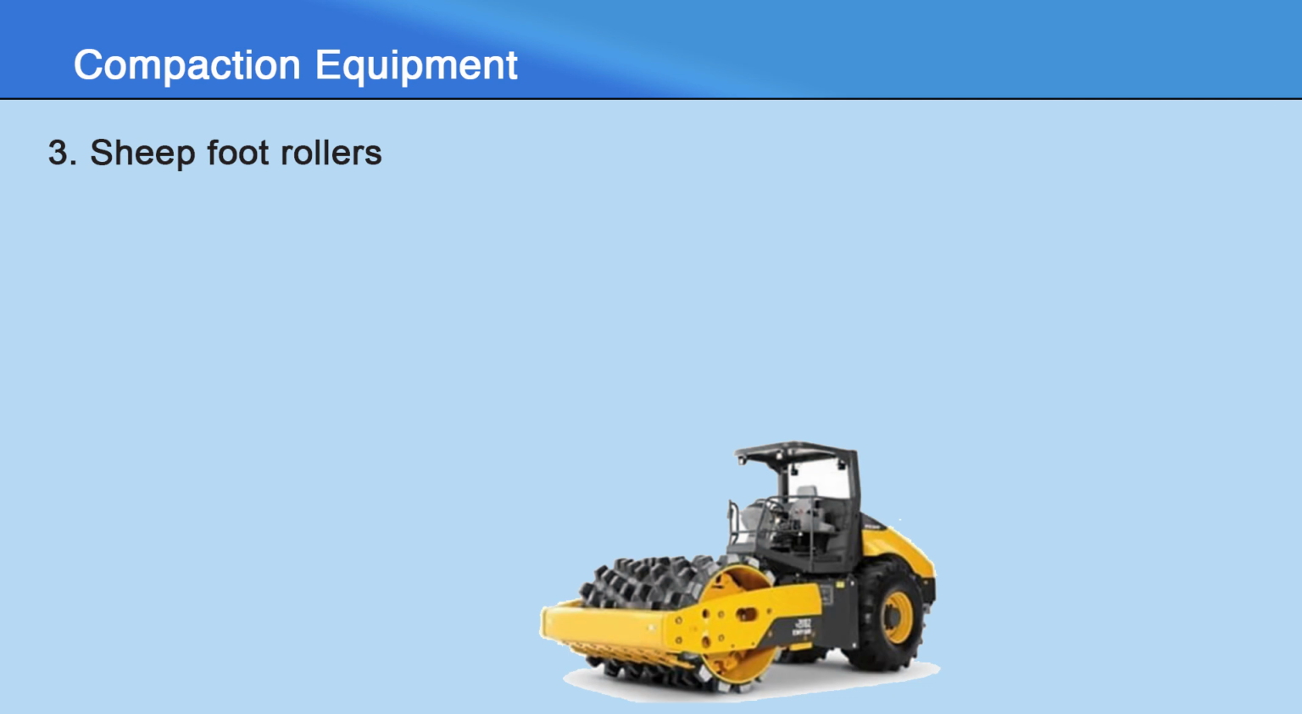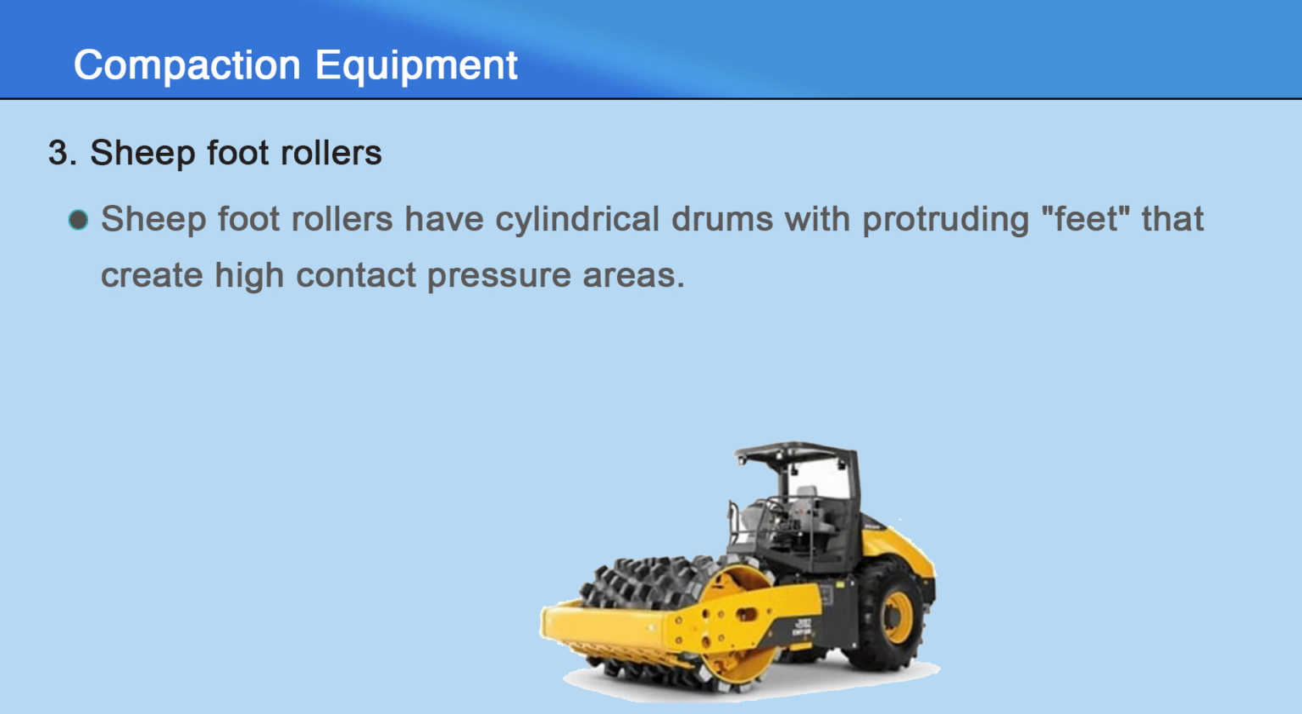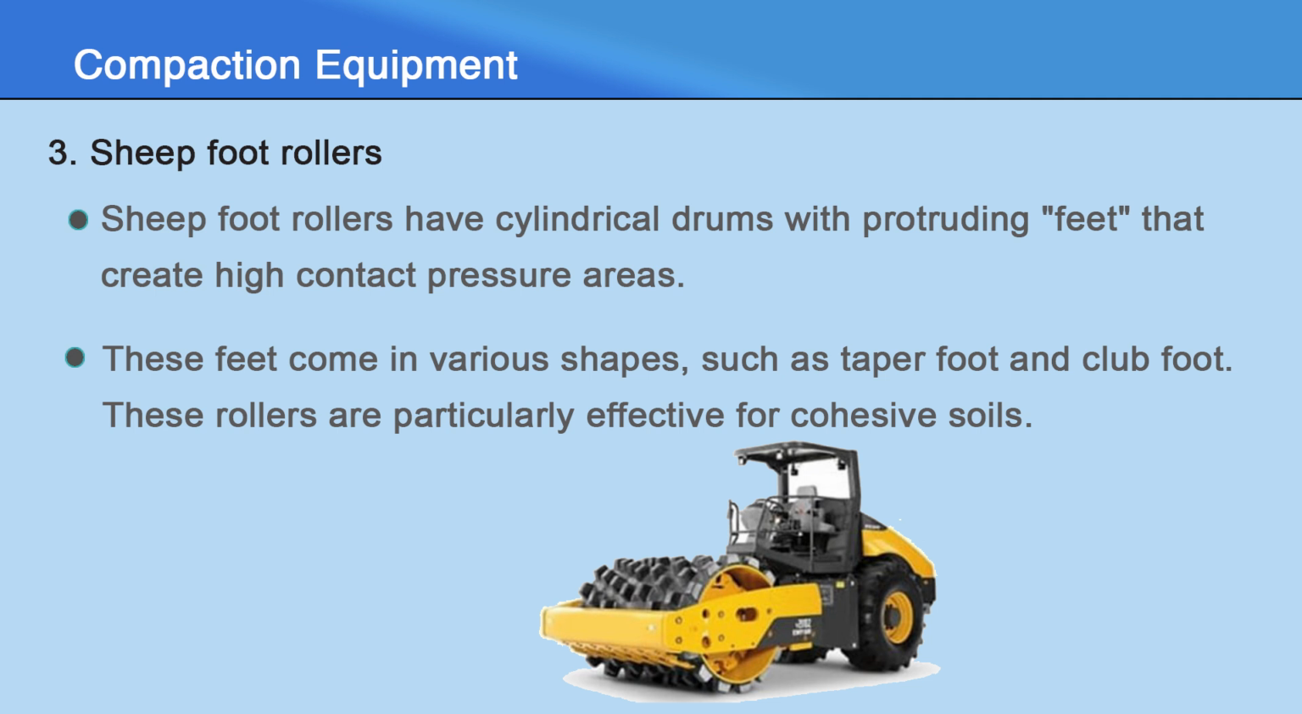Now, coming to the sheep foot rollers. Sheep foot rollers have cylindrical drums with protruding feet that create high contact pressure areas. These feet come in various shapes such as taper foot or club foot. Due to their small contact area, sheep's foot rollers require many passes to cover an area fully. These rollers are particularly effective for cohesive soils.